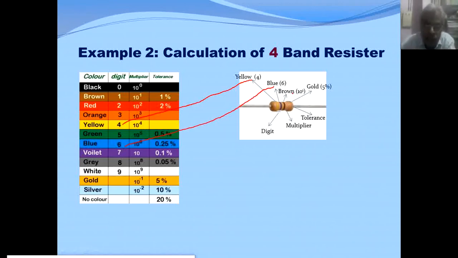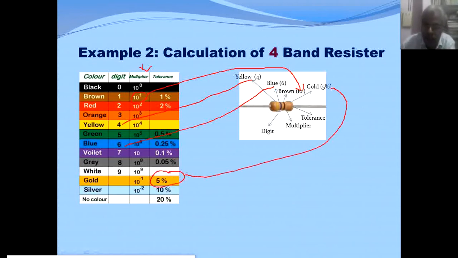For the third color, that is brown, the third color is used for multiplier. So I use this third column from the resistor code, and the value of this brown in the third column is 10 to the power 1. So this 10 to the power 1 is shown here. The last color is gold, and the value of gold in the fourth column, tolerance, is 5%.